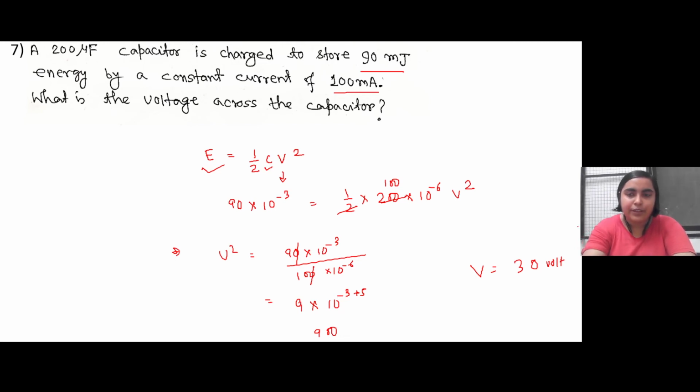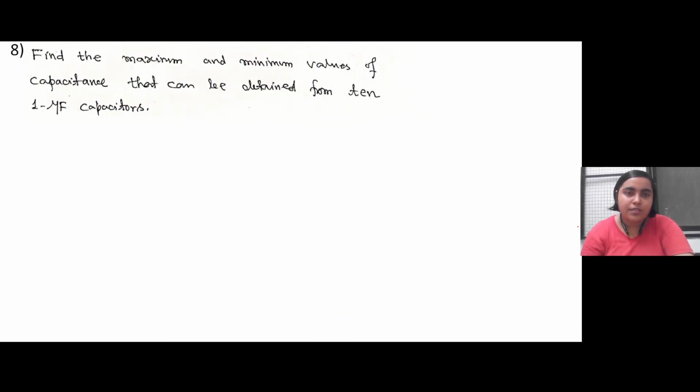These are pretty straightforward problems. I hope you guys are doing them. Now this is an interesting problem, and I would like you to participate in this. Find the maximum and minimum values of capacitance that can be obtained from ten 1 farad capacitors. If ten 1 farad capacitors are given to you, what could be the maximum and minimum values of capacitance you could obtain depending on their arrangement? Can you comment on this one?